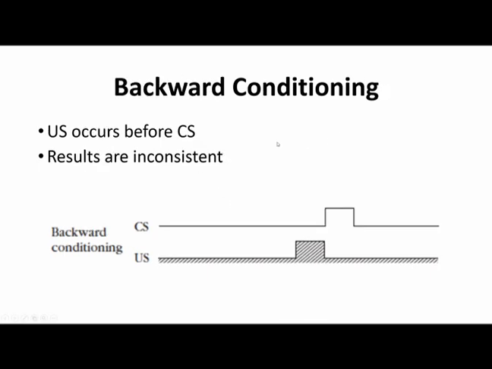Our next one is backward conditioning, and this is the least effective of all of the options. And in this case, it kind of is what it sounds. It's backwards. Our unconditioned stimulus happens first, and then the conditioned stimulus happens. Now, this is a weird setup because it's like you give the dog food and then wait a while and then play the tone. So the results here are inconsistent because it's really hard to associate this neutral stimulus at the beginning with something that happened in the past.